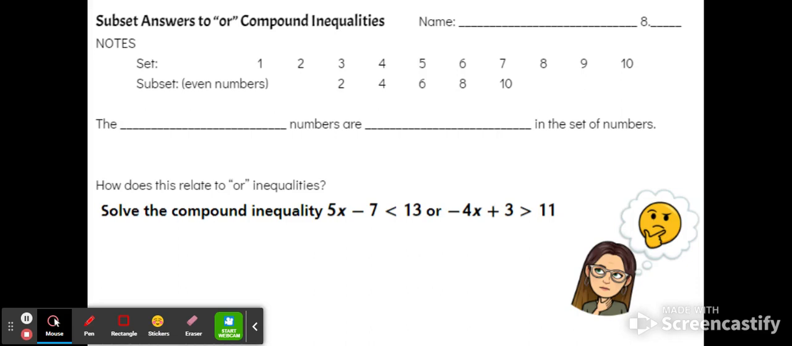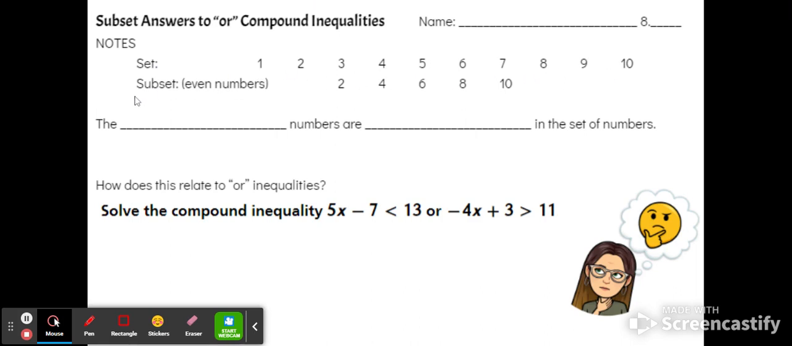Hi there, friends. So let's talk about some special scenarios that can happen with some compound inequalities. First, I want to take a look at what is a set. A set is a collection of things, right? You might own a set of something. So let's look at this set of numbers 1 through 10.